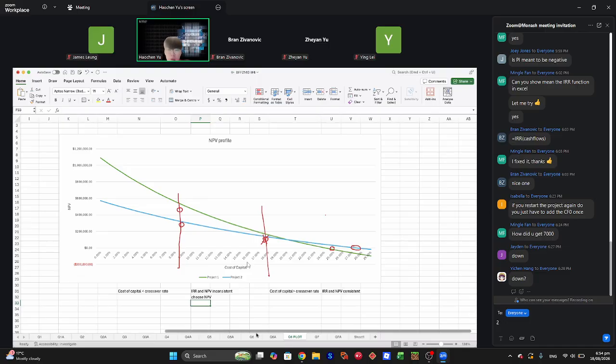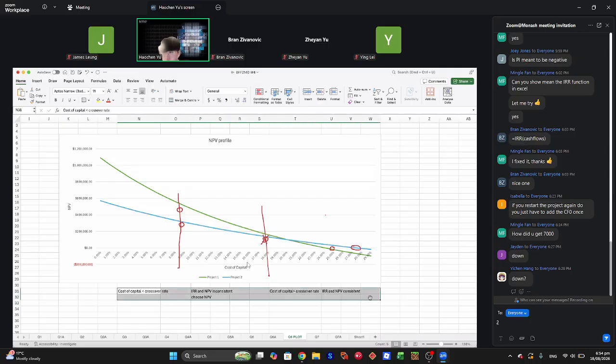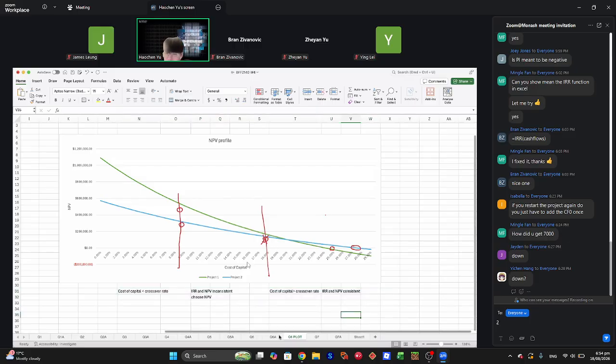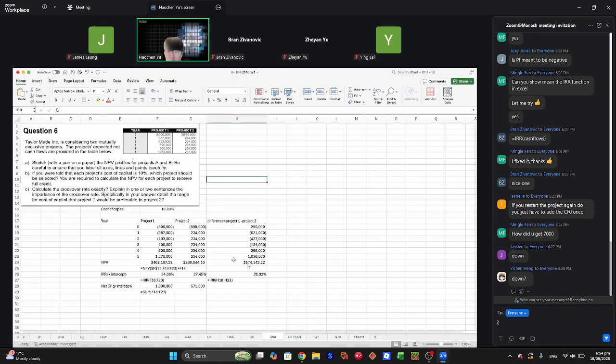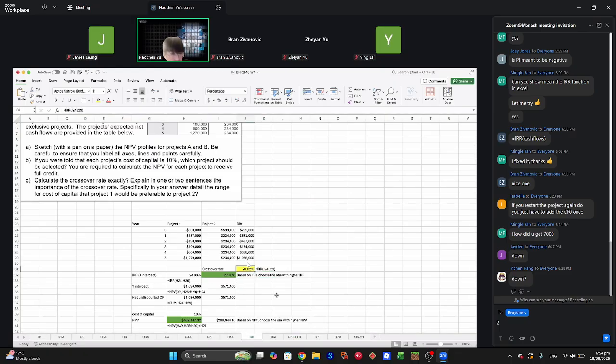it's very important that you understand what the crossover rate is and what the key implication of the crossover rate is. And here are the conclusions. I already summarized the conclusion here. Besides the theory and concept part, you also need to know how to calculate the crossover rate in Excel. You just use the IRR function and apply it to the difference cash flow.